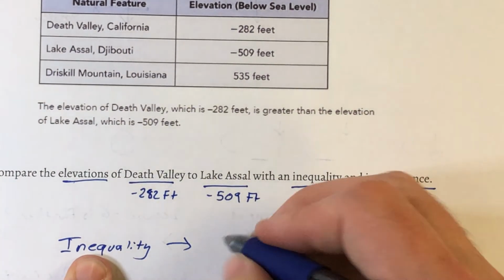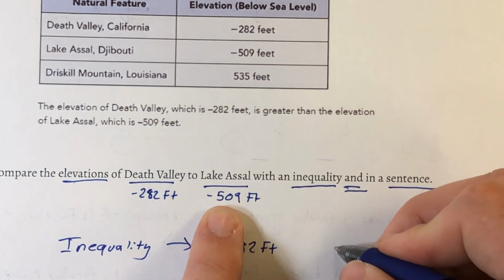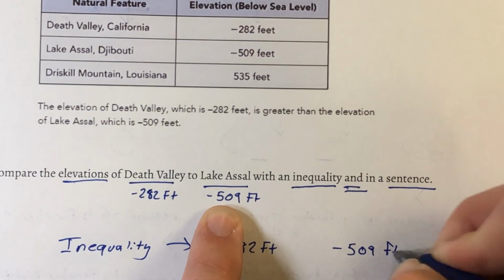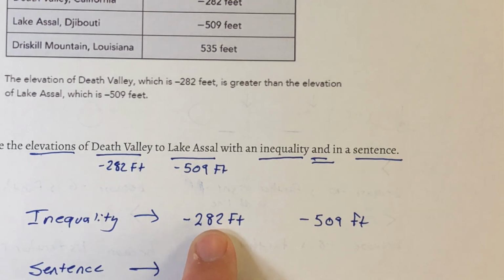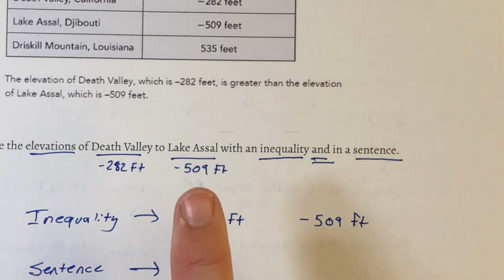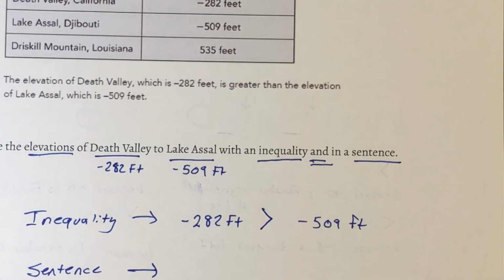First, inequality. We're going to write down our numbers with labels. Now we need a greater than or less than symbol. Think, negative 282 feet is 282 feet below. Negative 509 feet is 509 feet below. Below what? 0. That means this one is farther below 0 than this one. That means negative 282 feet is the bigger number. It's closer to 0 on a number line. Negative 509 is much farther away.